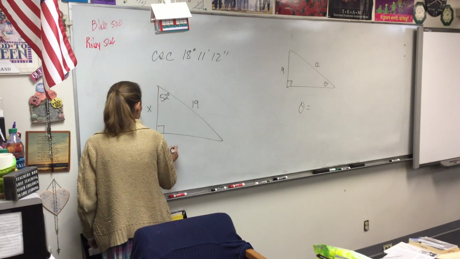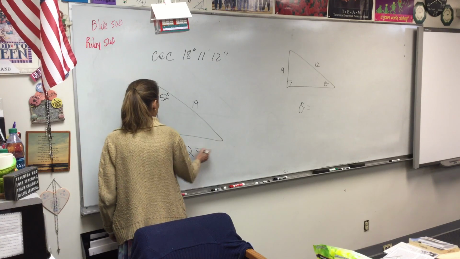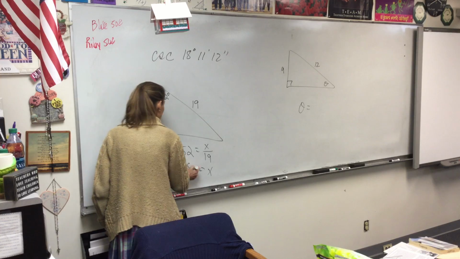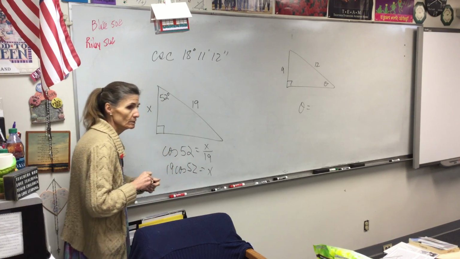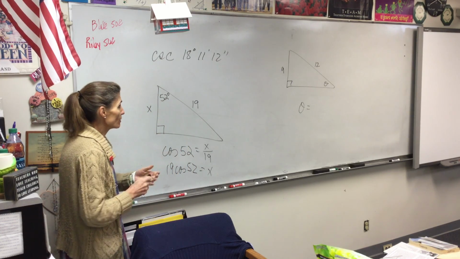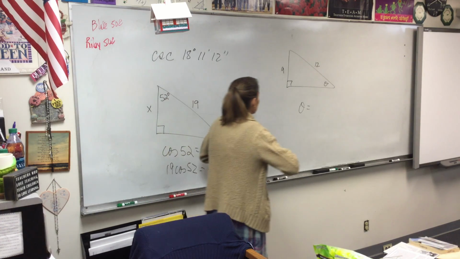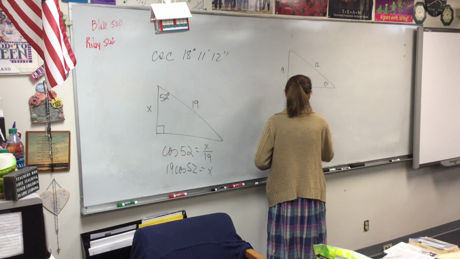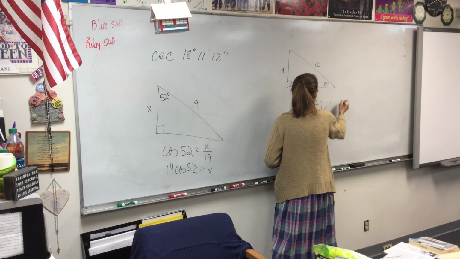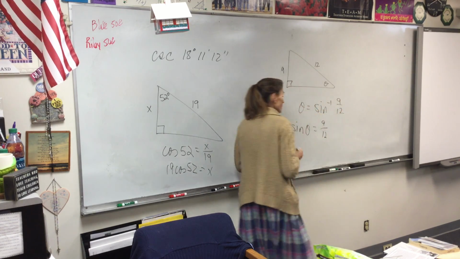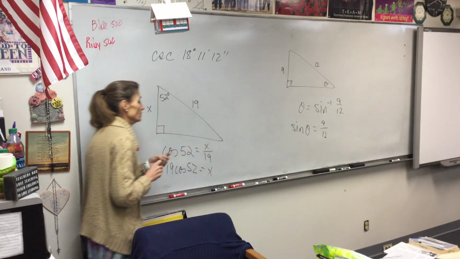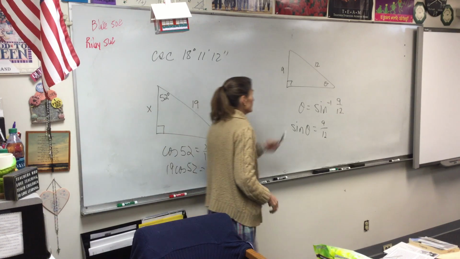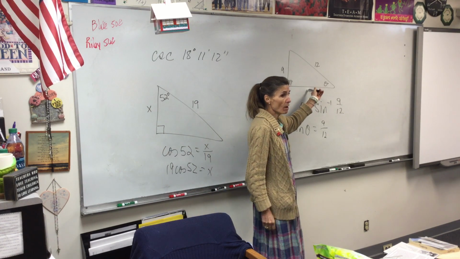We do this. What was the first one? This one would say cosine 52 equals x over 19. So you're just going to take 19 times the cosine of 52. That's going to give you your answer. Here you're going to say sine theta equals 9/12. So theta is the angle whose sine is 9/12, because it's opposite over hypotenuse.